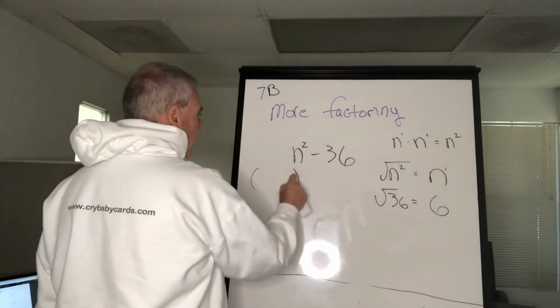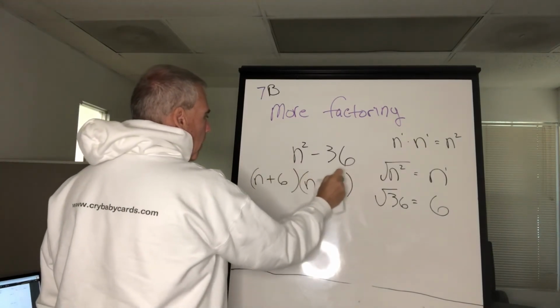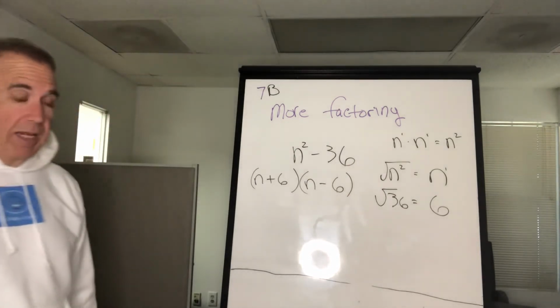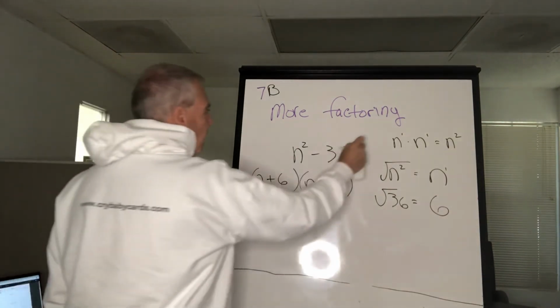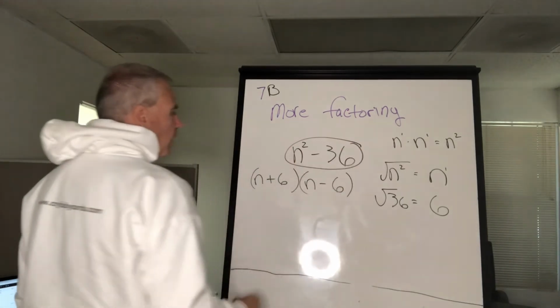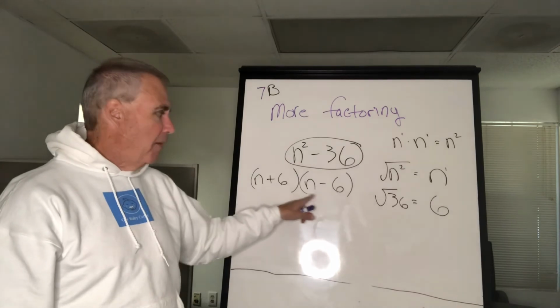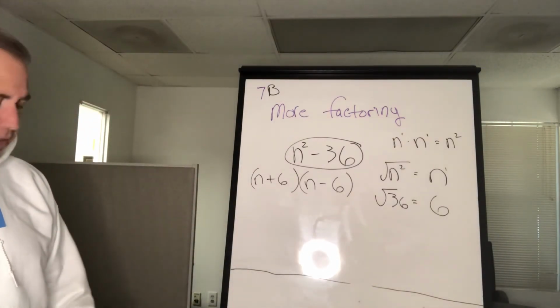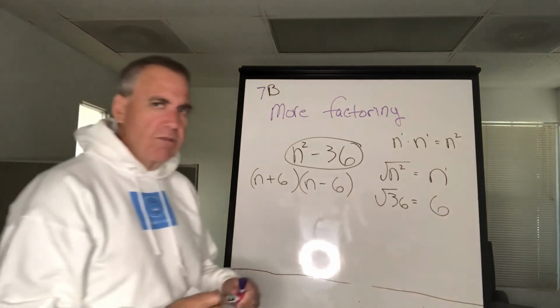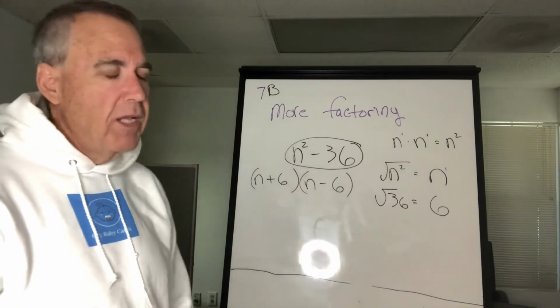What is it going to look like? N plus 6 and n minus 6. Okay? So if I said to you factor that problem, you'd say no problem, I can do that. It's n plus 6 times n minus 6. Okay? That's factored. We'll talk more about factoring in class. Lots to say about it. That's just your first kind of introduction.